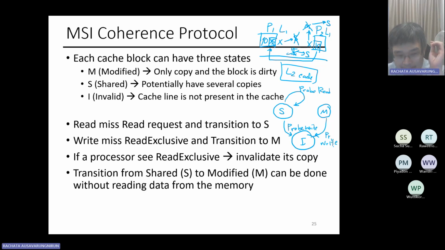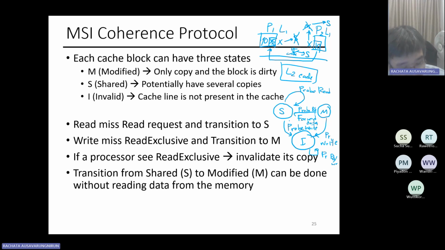If you are in the modified state and someone else reads the data, you transition to share because now you are sending data over. So if you probe read, then you actually forward the data to the other processor, because, hey, you need the data. Here's the data. If you're in the invalid state and someone reads or someone writes to the block, you stay there because it doesn't matter. You're not doing anything, right? You probe, read, or write.